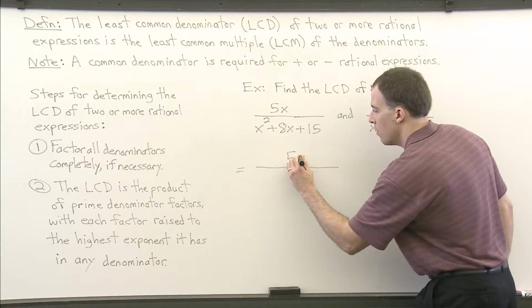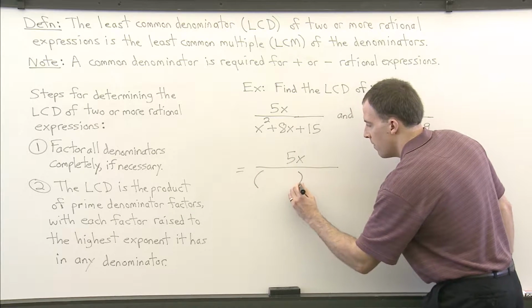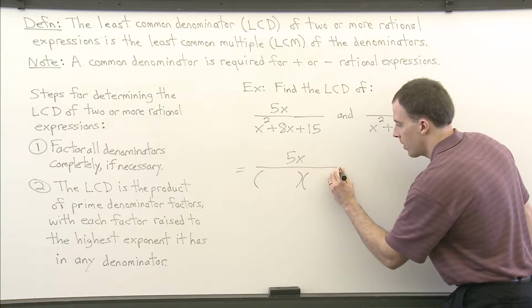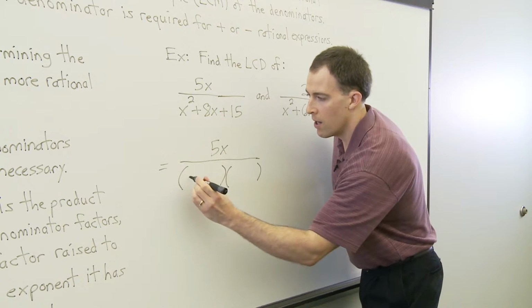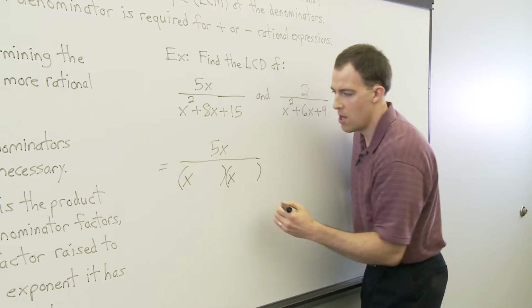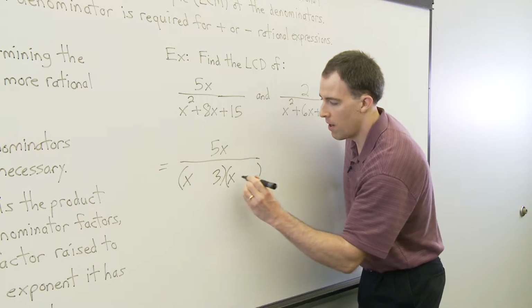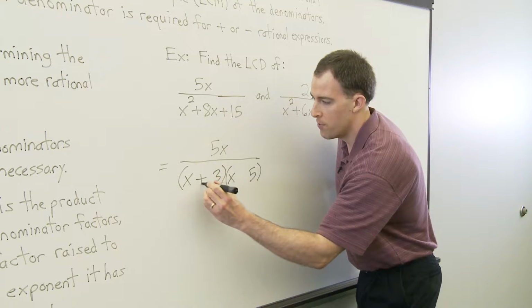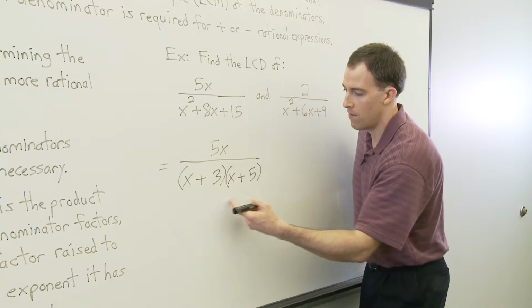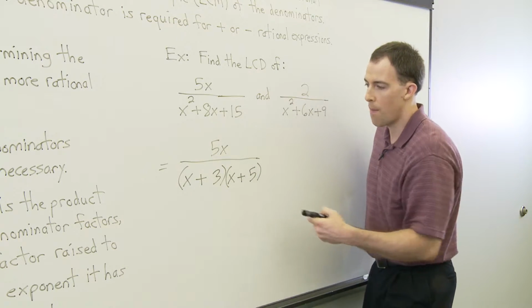We've got 5x over, and I'm attempting to factor the first denominator now. What times what would be x squared? That would be x times x. And what times what is 15 and adds up to 8? That would be 3 and 5. If we make both signs positive, it will work out properly: we get 5x plus 3x, which is 8x.